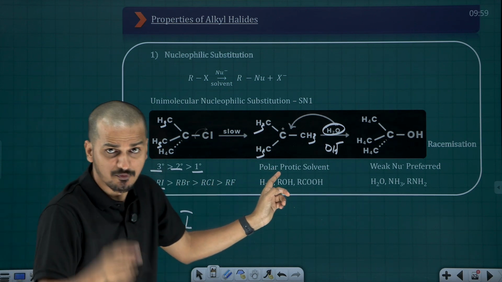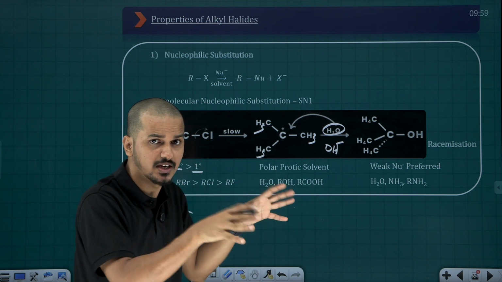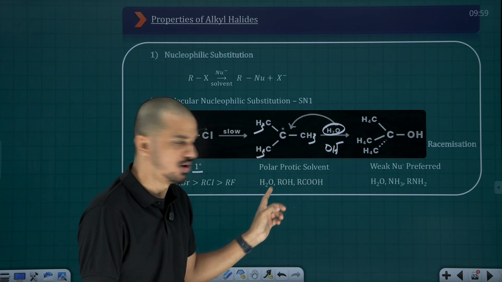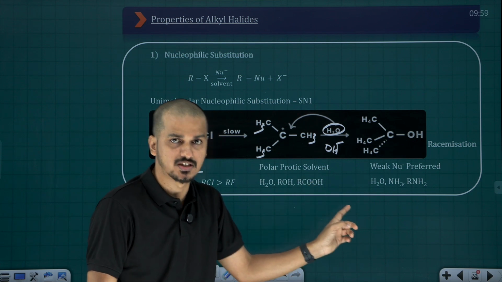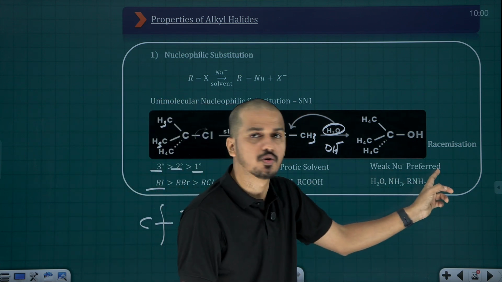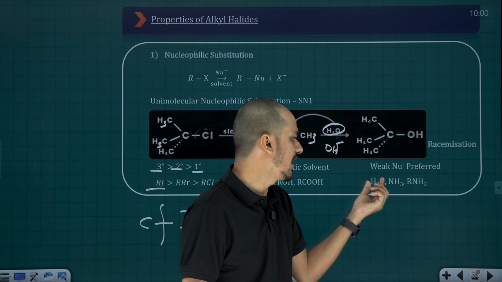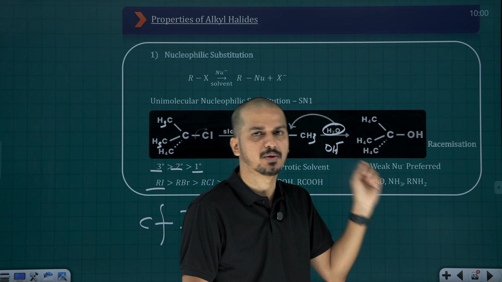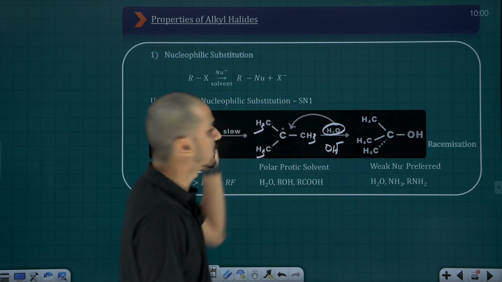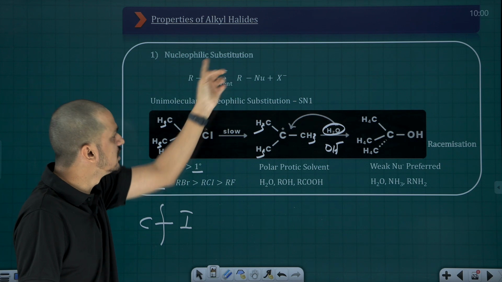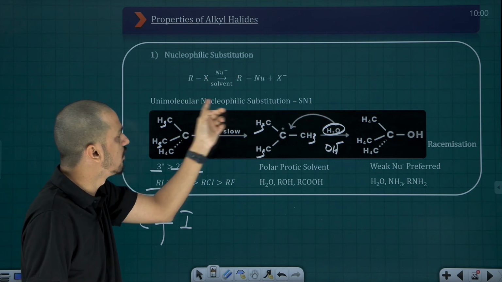As well as this, the suitable solvent is a polar protic solvent like H2O, ROH, RCOOH. They are polar as well as protic, proton donors. Okay, and a weak nucleophile is preferred, like H2O, NH3, RNH2. So we got the idea of which haloalkane we have to take, which nucleophile we have to take, which solvent we have to take.